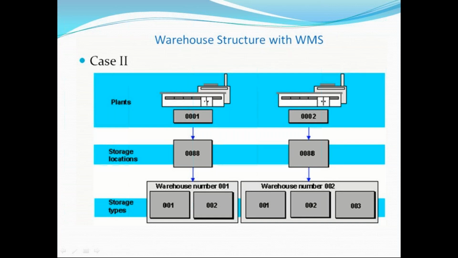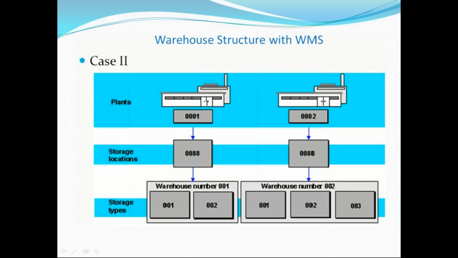is linked to the warehouse number 001. So any goods receipt or picking that happens in storage location 0088 from plant 0001 is linked to the warehouse number 001. So we can have proper track and trace of material at the warehouse level.